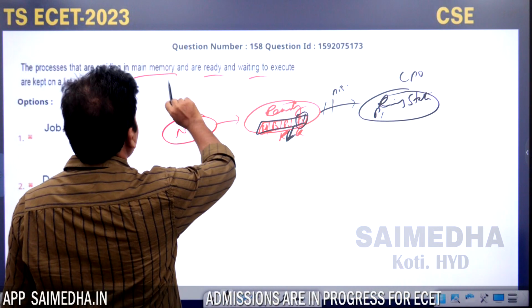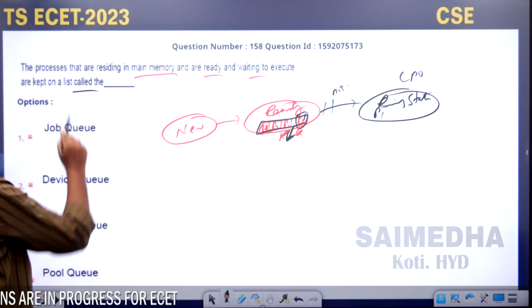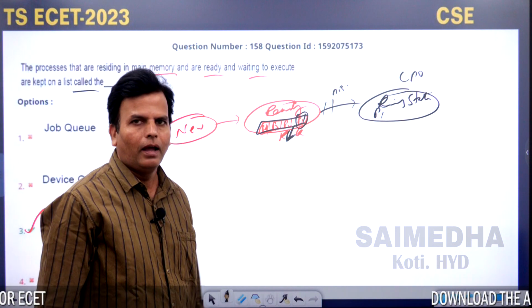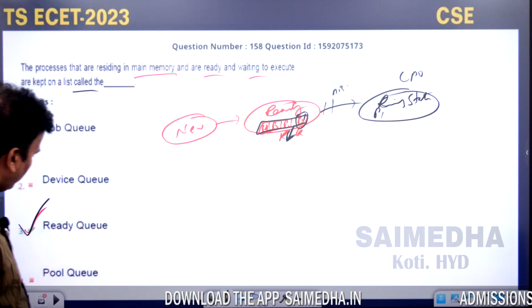So let's see this. The processes that are ready and waiting to execute are kept on a list. This list is called the ready queue. Okay, fine. Let's go for the next one.